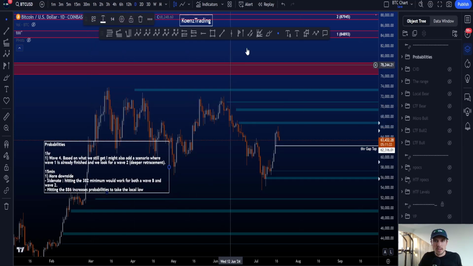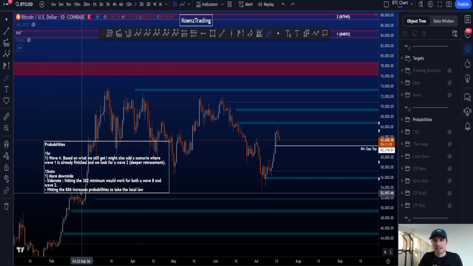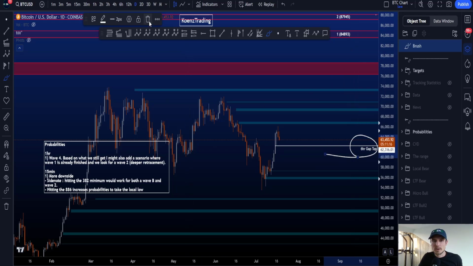On the 15-minute time frame, the probabilities are higher for more downside, and a side note is hitting that 0.382 minimum would work nicely for both the wave B and the wave 2. So potentially first a little bit of a move towards the upside before continuation to the target area being the 6-hour gap top.